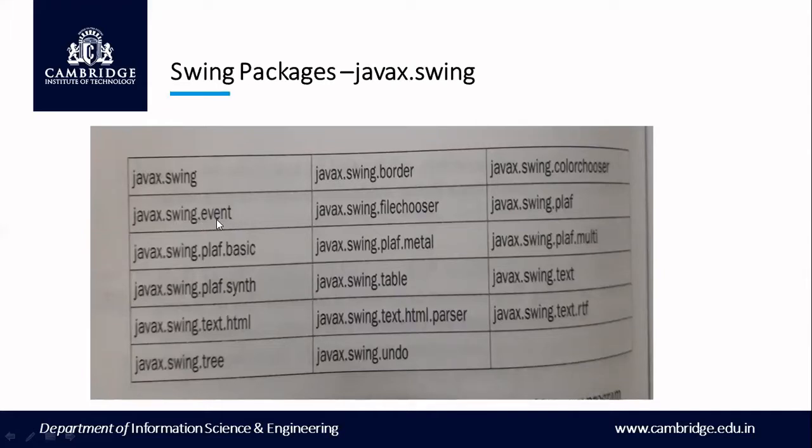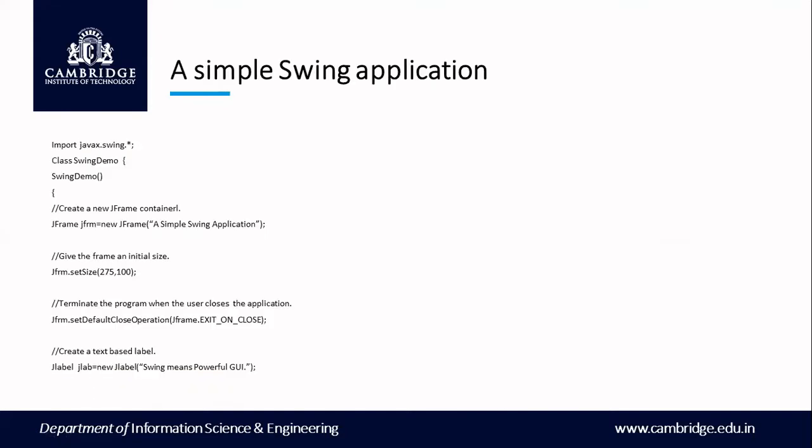javax.event, javax.plaf.basic, javax.swing.border, javax.swing.filechooser, and so on. So these are all the sub packages present inside the main package, that is javax.swing. When you're writing the program, you can just write import javax.swing.*. Now here is a simple Swing application.